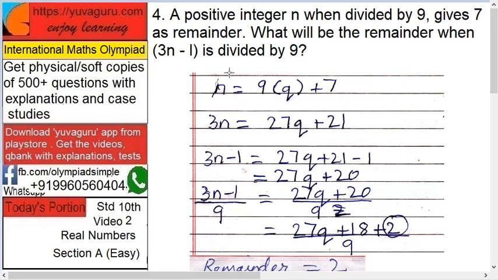Okay. Now we want this divided by 9. So (3n minus 1) upon 9 equals (27q plus 20) upon 9, right? Okay. Now check these. 27 is directly divisible by 9, that's okay, so no remainder will be there. And 20, what is 20? 18 plus 2. So when you divide this, 9 twos are 18, and this 2 remains as it is. This can't be divided. So the remainder is 2. That is the required answer.